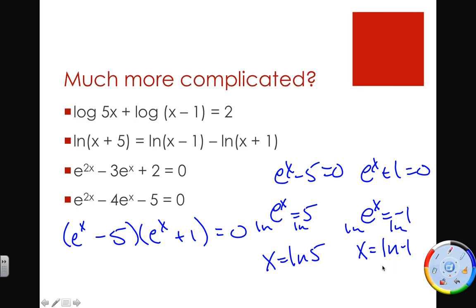You might have gotten this far, and you go, oh, I plugged in the calculator, it doesn't work. You're right, it doesn't. That one's extraneous. The natural log of negative 1 does not exist because you can't take the log of negative numbers. But this one does. Ln of 5 is 1.61.